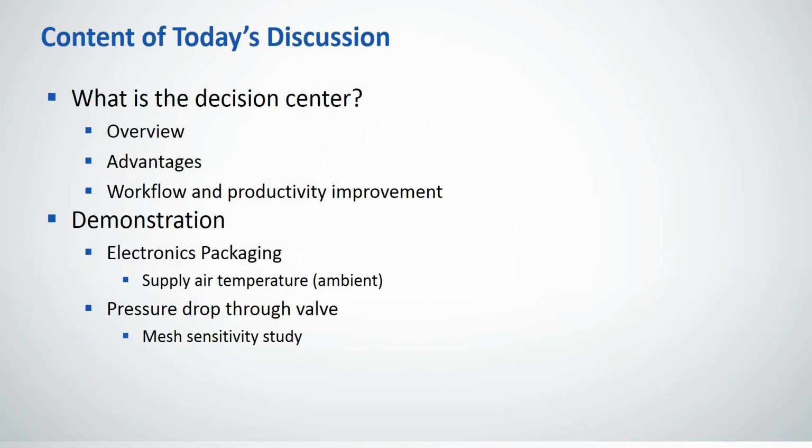This really helps you extract results in a really fast way. All right, so we're going to go through a few demos. I have a pretty cool electronics box model. It's an Nvidia board where we're varying supply air temperature, and David's going to go through a pressure drop through the valve. Now again here, you're going to be stepping through different scenarios where you change material settings or change boundary conditions, and you can post-process extremely fast and get the answers to the questions you have very quickly.